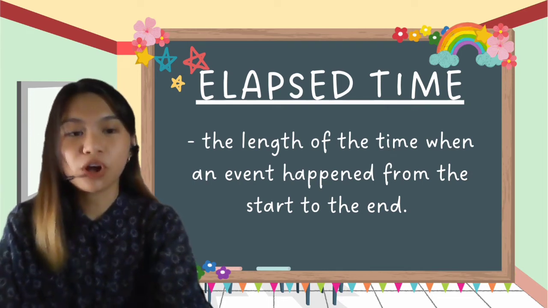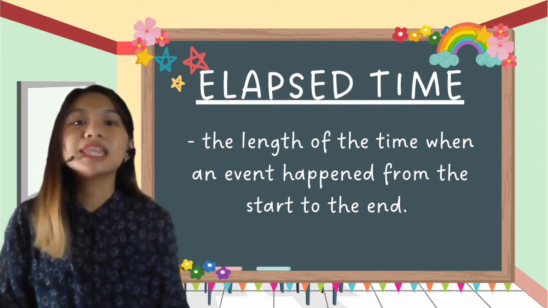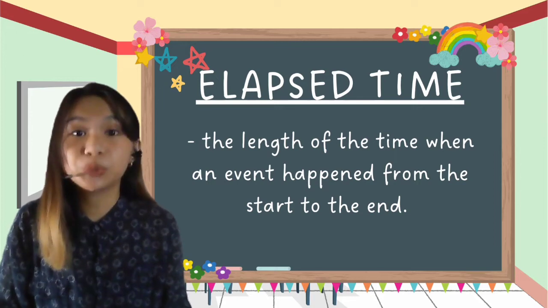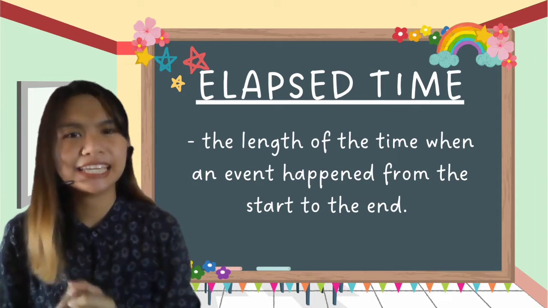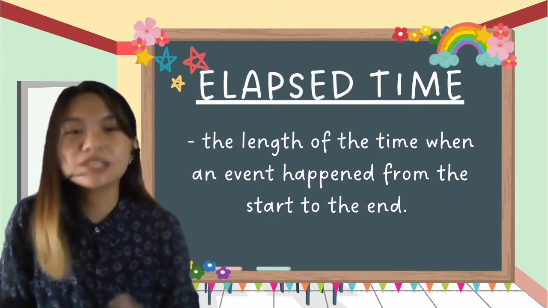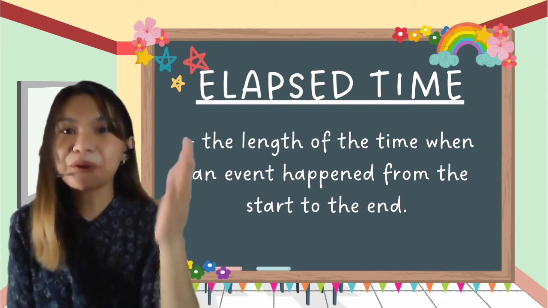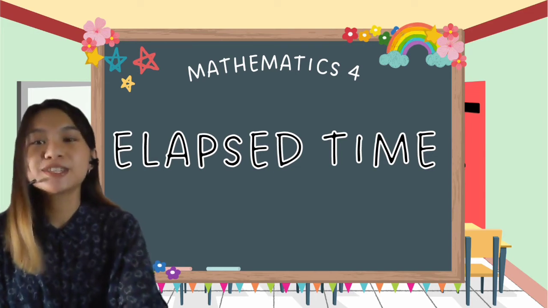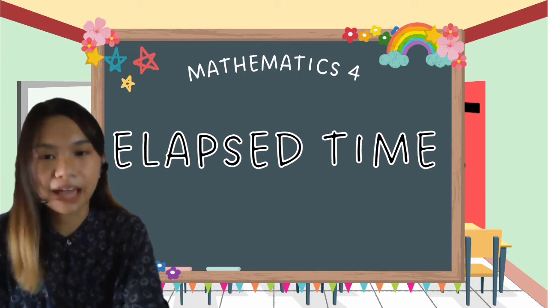Okay. So, let's all repeat the definition one more time. We have the elapsed time. This is the length of the time when an event happened from start to end. Very good. Okay. So, based sa ating ginawa, may idea ba kayo sa magiging lesson natin ngayong umaga? Very good. Okay. So, our topic for this morning is all about elapsed time.